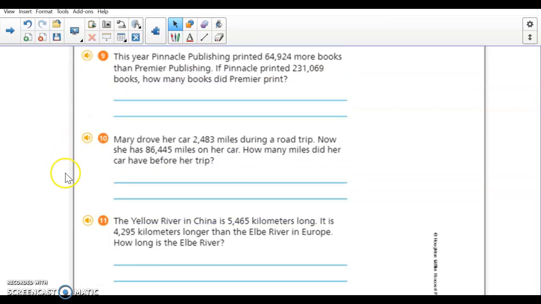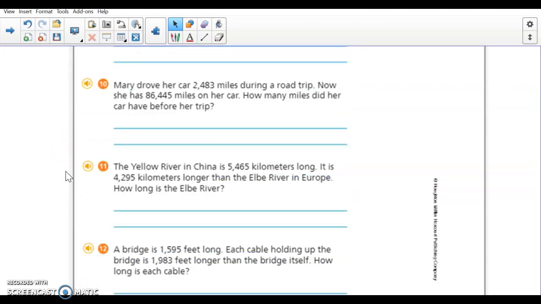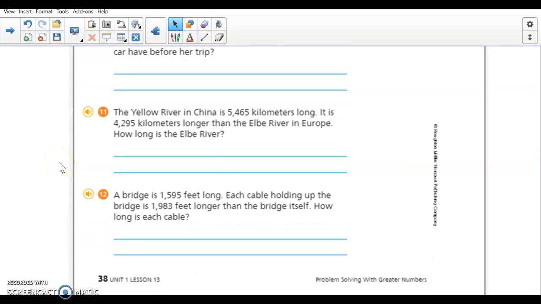Number 10, Mary drove her car 2,483 miles during a road trip. Now she has 86,445 miles on her car. How many miles did her car have before her trip? The Yellow River in China is 5,465 kilometers long. It is 4,295 kilometers longer than the Elbe River in Europe. How long is the Elbe River? Not sure if I said that name of the river right.